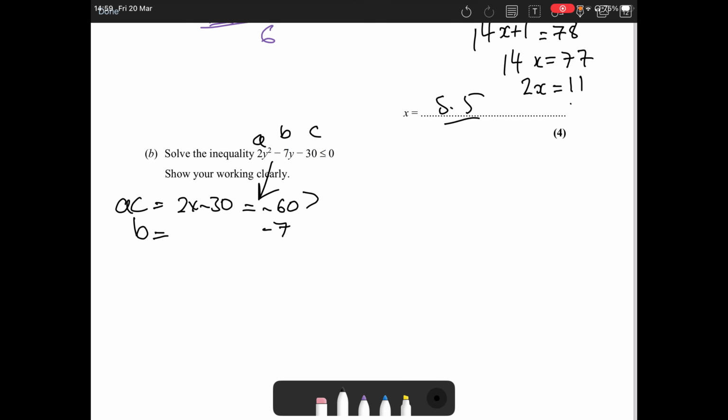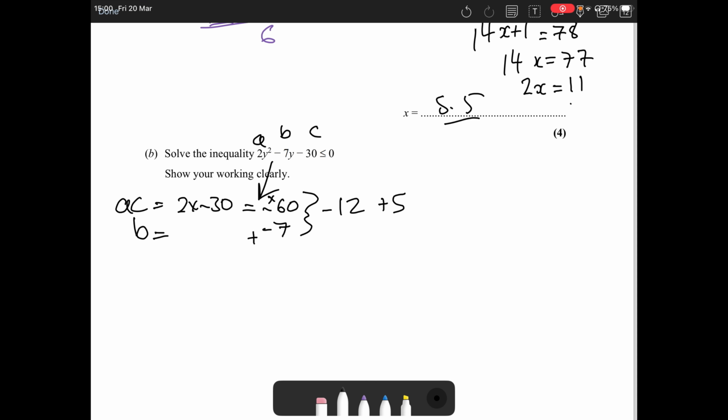I'm looking for two numbers that have a product of negative 60 but add to give negative 7. I've got a feeling it's not 6 and 10, because I can't make 7 by adding and subtracting 6 and 10. 20 and 3, no, that doesn't work either. 15 and 4, no. 12 and 5, yeah, it's going to be 12 and 5 because they are 7 apart. It's going to be negative 12 and positive 5.